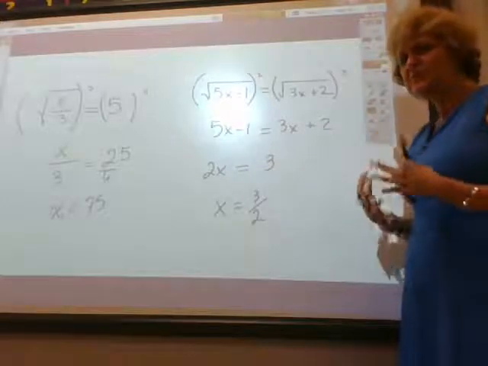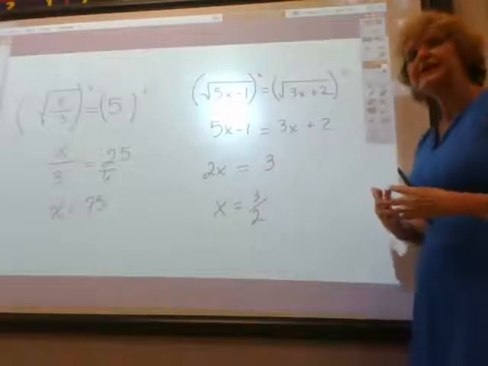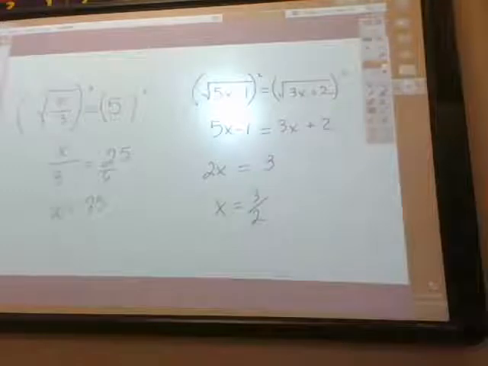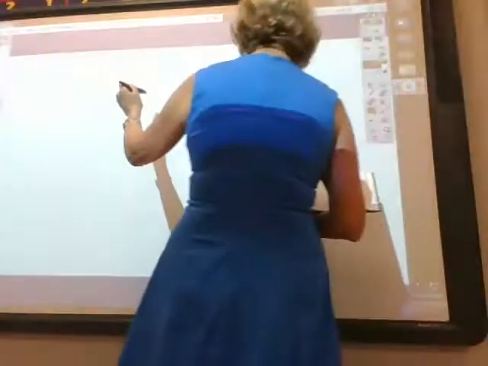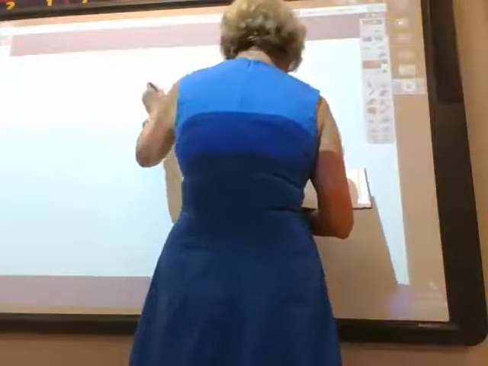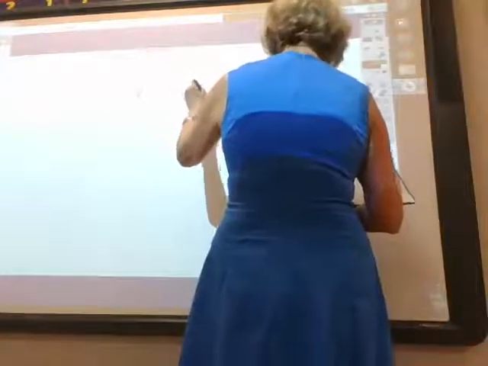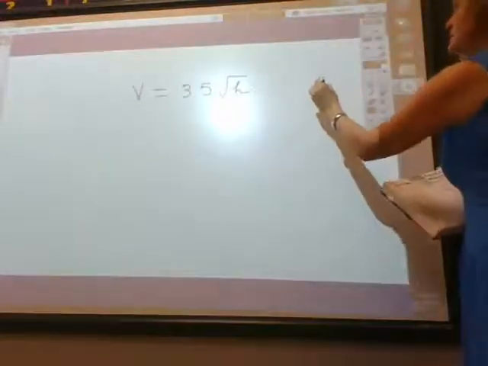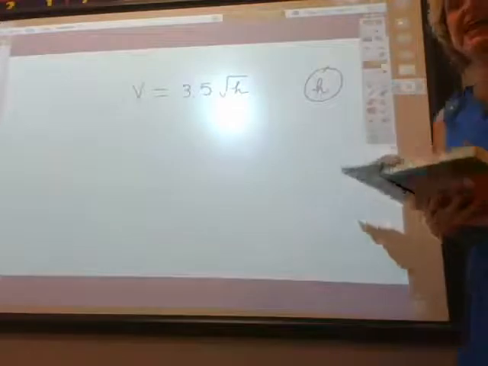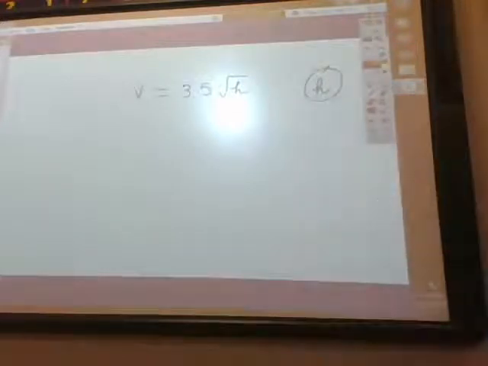All right, so these are the basic types that we're going to be doing, and I am going to do just 2 of the formula problems. I think that this will be pretty basic for you guys, so I do want you to look at example 5. It says here that volume is equal to 3.5 times radical h, and we're going to try to solve for h. That means we want to get the h all by itself.